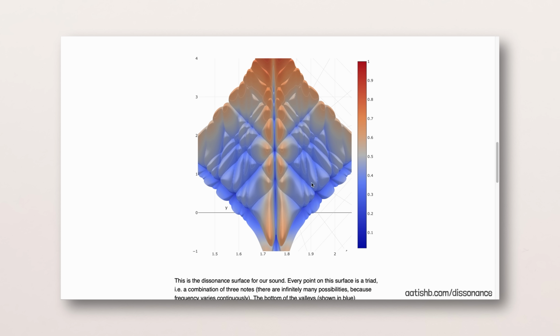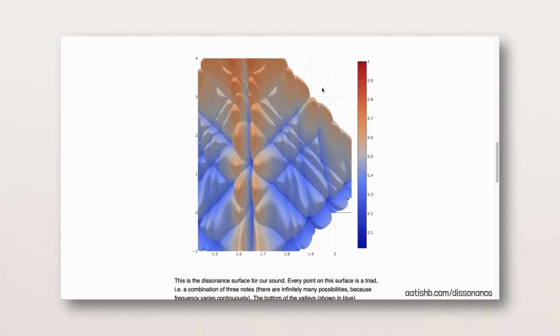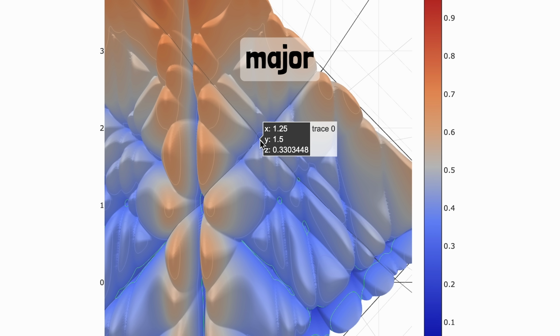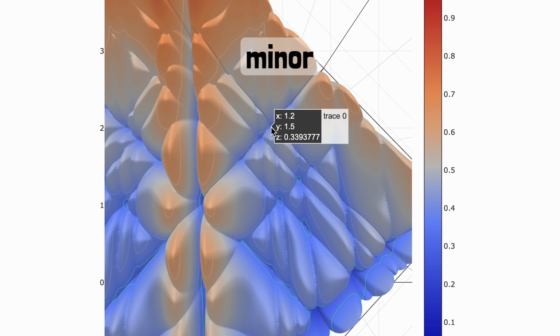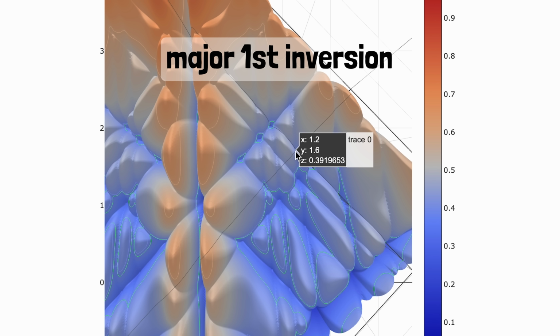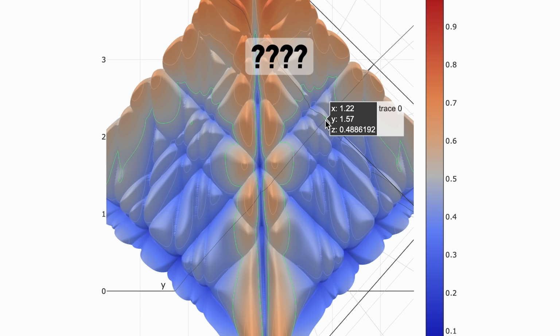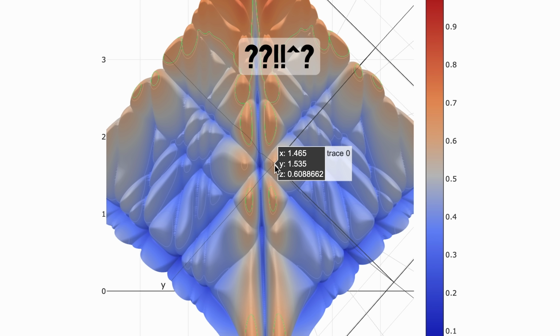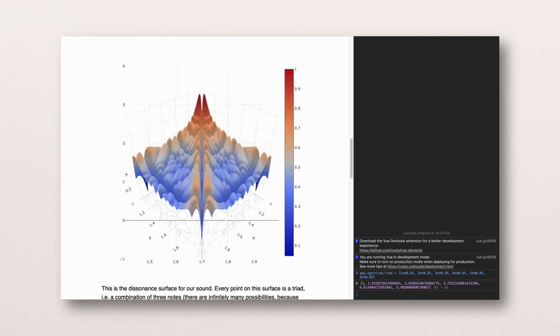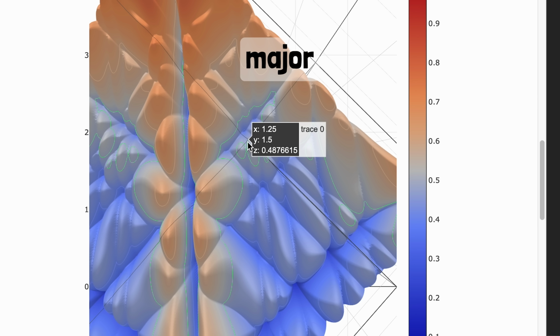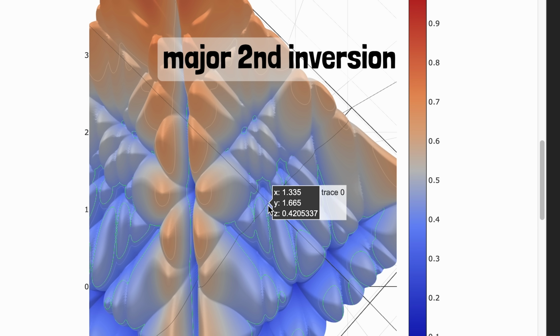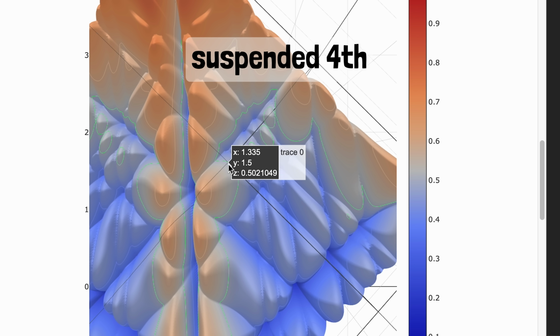The different deep wells each correspond to fundamental chords in Western music theory. Major, minor, their inversions, suspended chords, and so on. And the peaks are dissonant chords, made from horribly out-of-tune notes. Except, with just a slight tweak to the sound, those same fundamental chords suddenly sound dissonant. And now they're at the tops of peaks instead of the bottoms of deep wells.